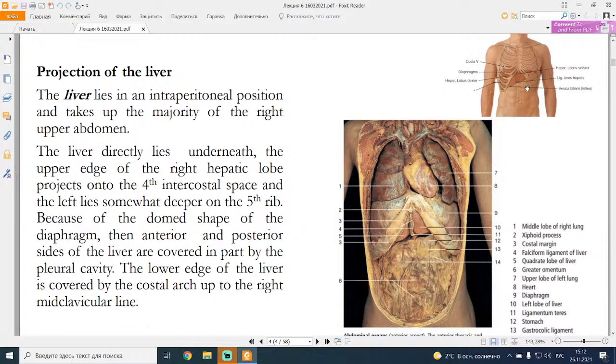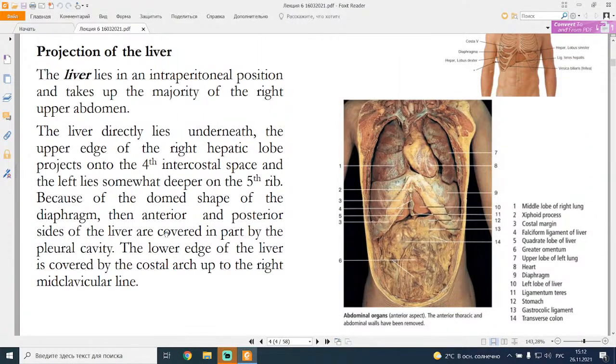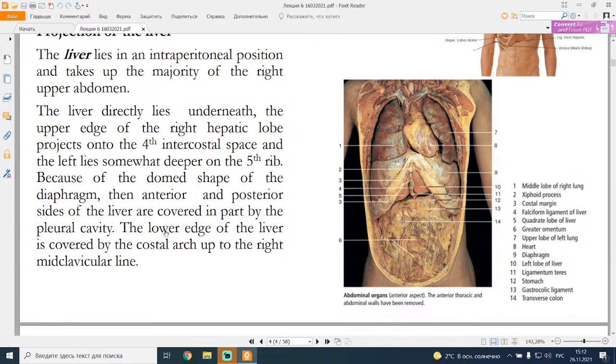What do you see? Mid-clavicular line. You see the liver. This is the diaphragm.